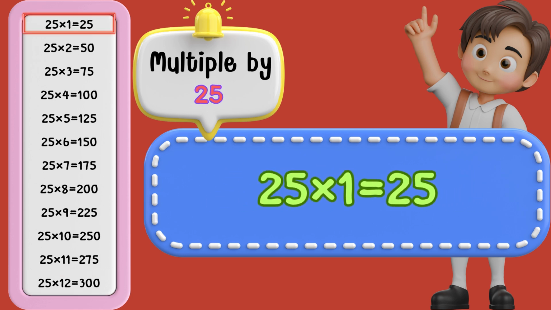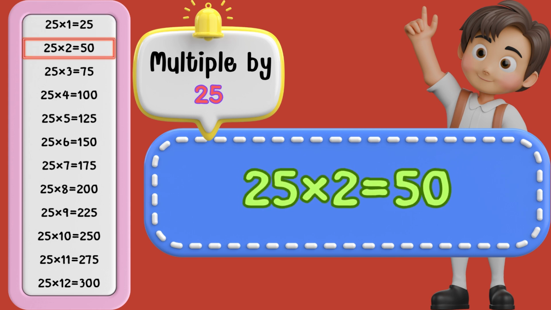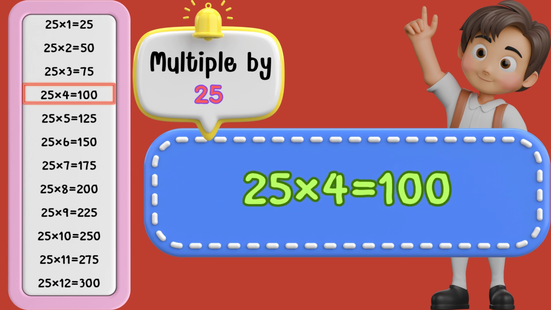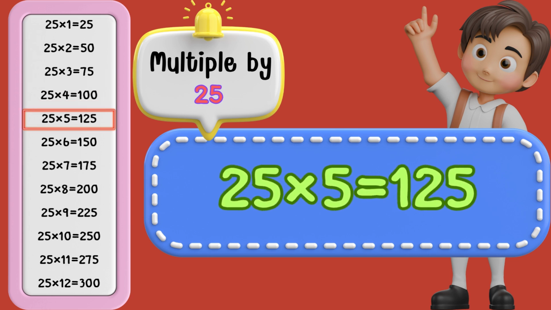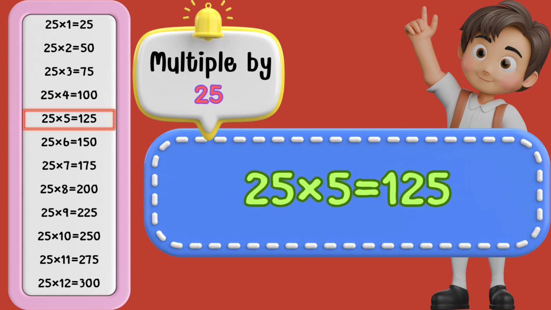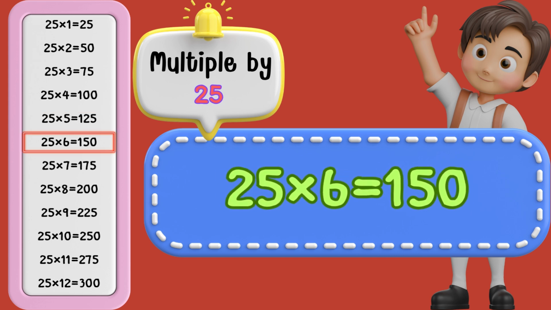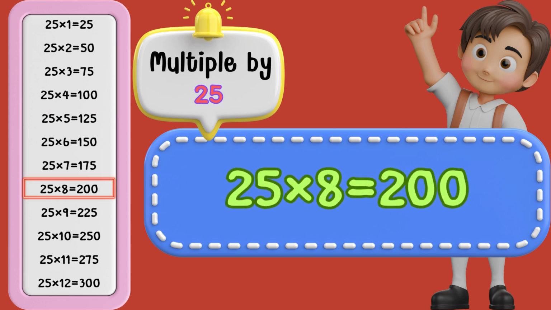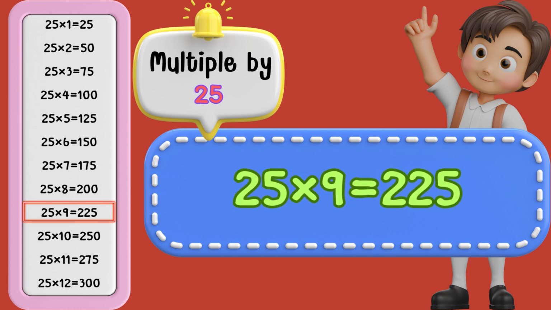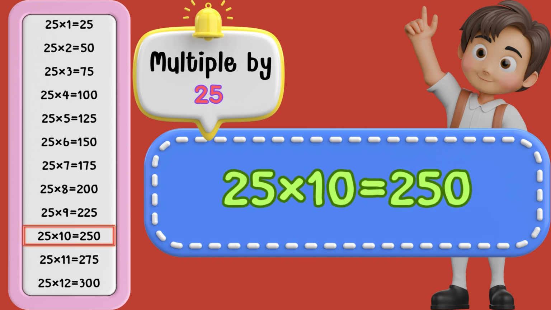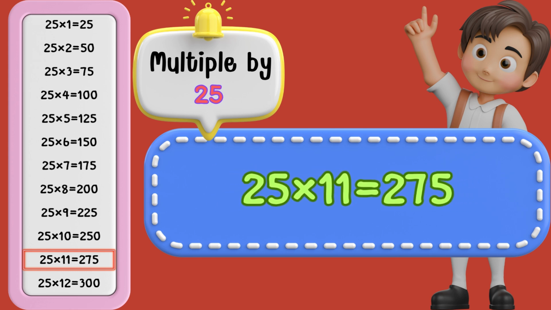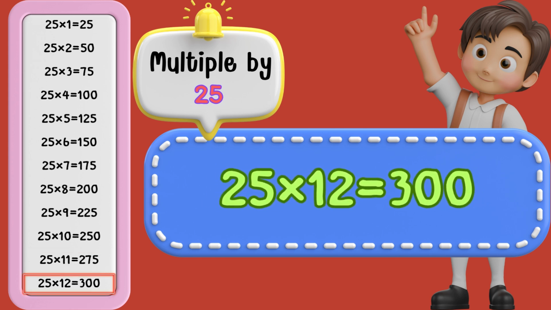25 times 1 is 25. 25 times 2 is 50. 25 times 3 is 75. 25 times 4 is 100. 25 times 5 is 125. 25 times 6 is 150. 25 times 7 is 175. 25 times 8 is 200. 25 times 9 is 225. 25 times 10 is 250. 25 times 11 is 275. 25 times 12 is 300.